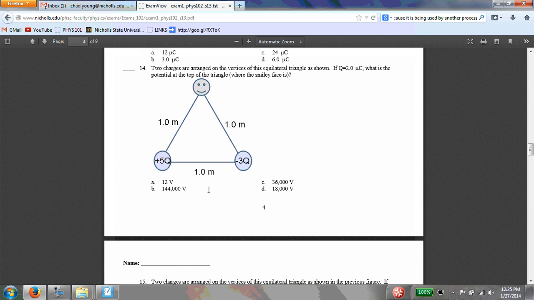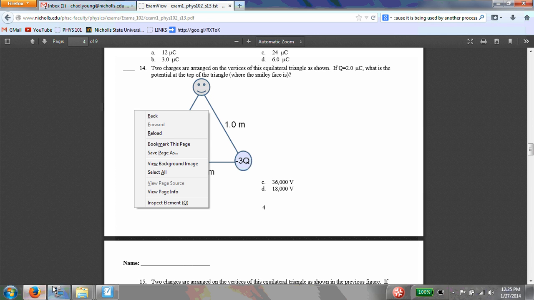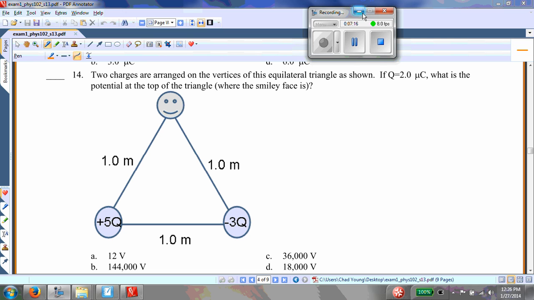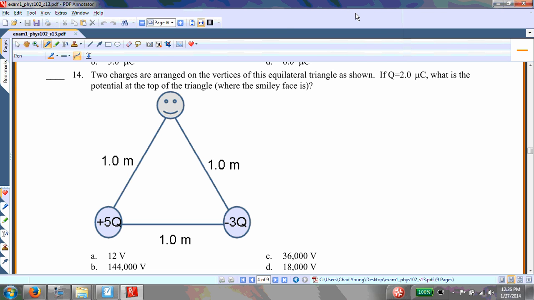Let's first work number 14. So first we just want to find what is the potential. I'm going to look at this question. I have 10 microcoulombs here, and I have negative 6 microcoulombs here. And I want to know what is the potential up here.